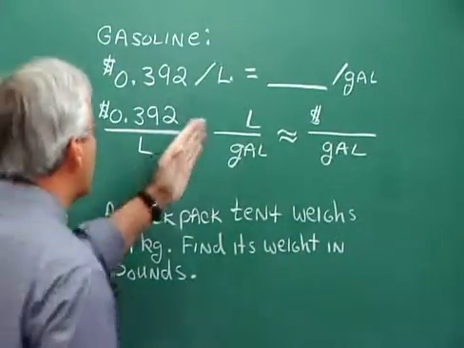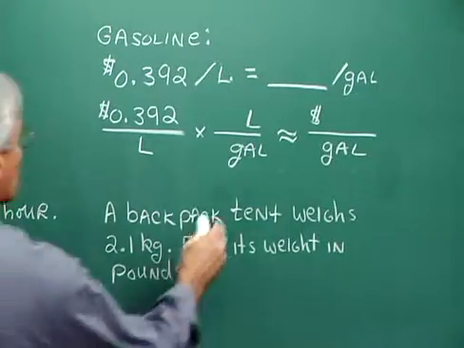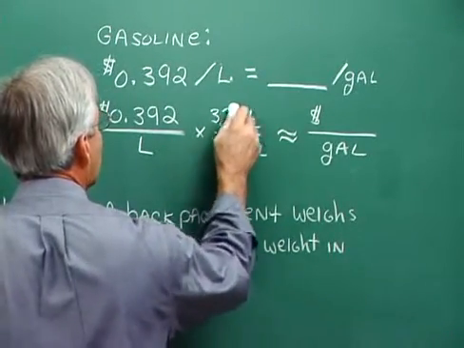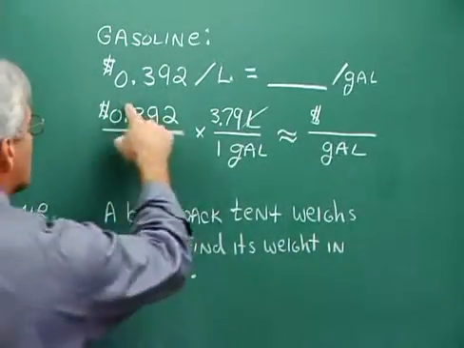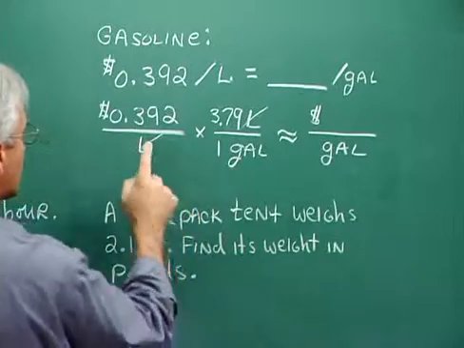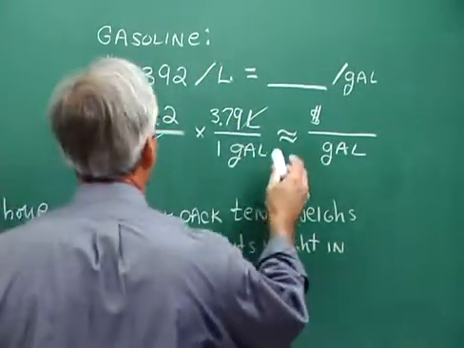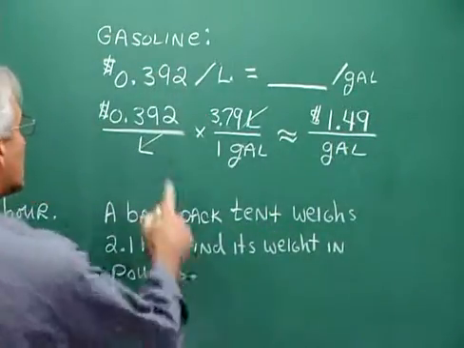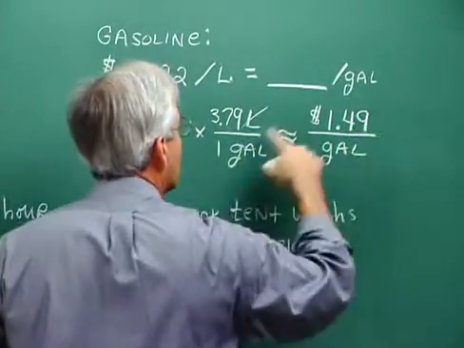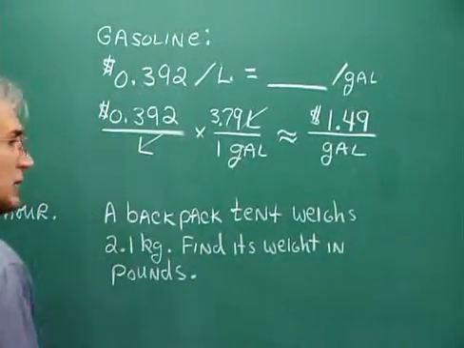And I'm looking back over there for the relationship between the gallons and liters, and I see that 1 gallon is 3.79 liters, so 1 gallon is 3.79 liters. And now the liter units cancel as expected, and I'm just multiplying in this numerator, and look how nice this comes out. The 0.392 times the 3.79 is 1.49. So that's $1.49 per gallon. And we would probably write it with a slash like this when we express it as an answer.